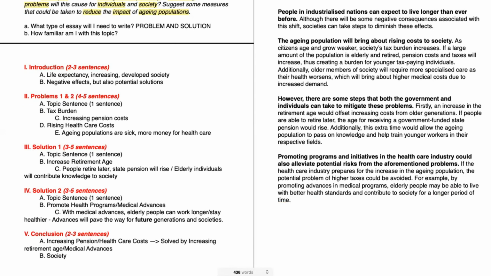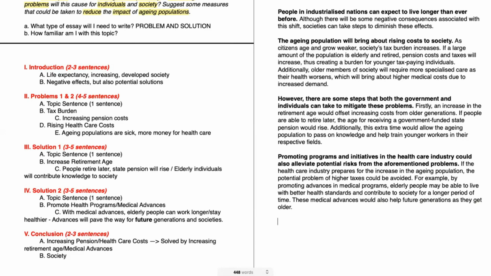Okay, and now just to close this, because I want to talk about future generations as well, I might say these medical advances would also help future generations as they get older. Okay, and there we have it. That is my second solution. So I have presented my 2 problems here, a solution for each problem.